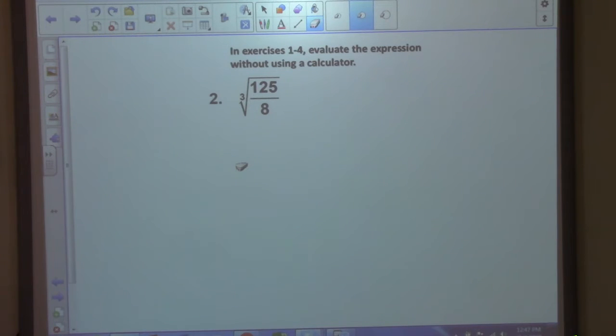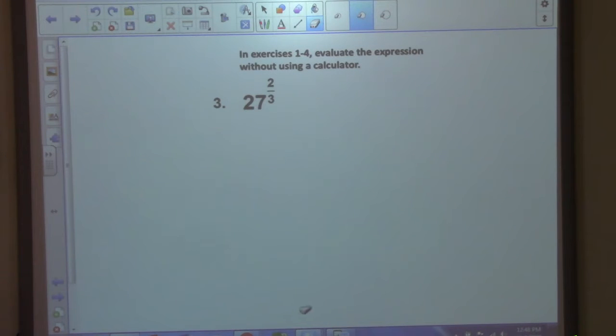I'm going to spin the wheel on the next number. Okay, this one here might be a little more challenging. Do you need me to work this one out? This one has to do with understanding what radical and rational exponents are. Okay, so what is this going to be here?